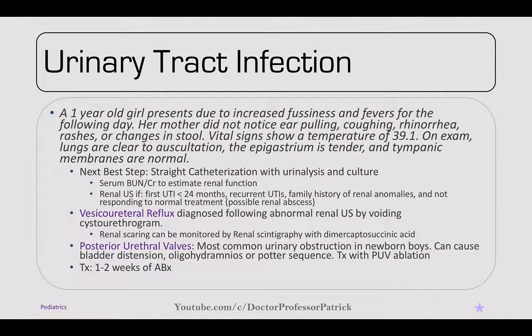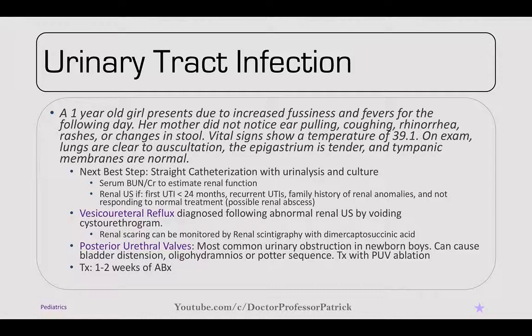Next, we're going to have UTI. So we have a case of a 1-year-old girl who presents due to increased fussiness and fevers over the following days. Her mother did not notice ear pulling, coughing, rhinorrhea, rashes, or changes in stool. Vital signs show a temperature of 39.1, and on exam, lungs are clear to auscultation. The epigastrium is tender, and tympanic membranes are normal. So the next best step would be a straight catheterization with urinalysis and culture if they're unable to provide a clean catch urine for you.